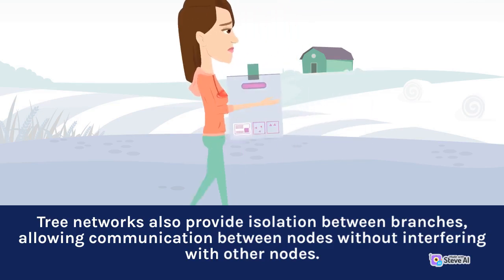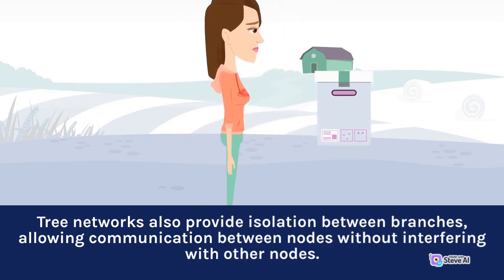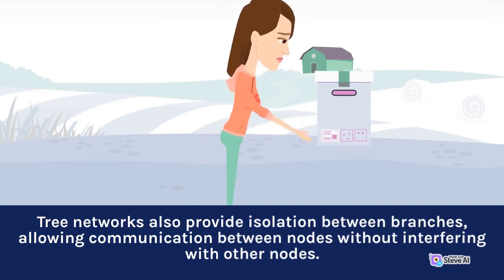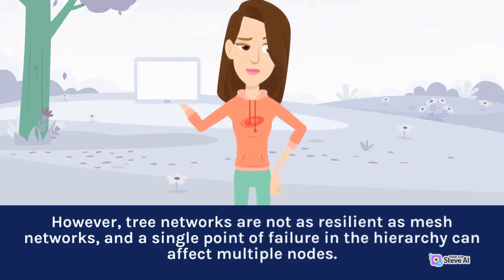allowing communication between nodes without interfering with other nodes. However, tree networks are not as resilient as mesh networks, and a single point of failure in the hierarchy can affect multiple nodes.